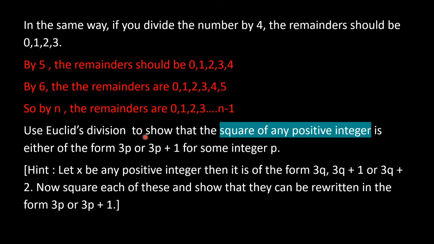Use Euclid's division lemma to show that the square of any positive integer is either of the form 3p or 3p plus 1 for some integer p. They have given the hint that if x is any positive integer, then it is of the form 3q, 3q plus 1 or 3q plus 2. Now square these 3q, 3q plus 1 and 3q plus 2 and show that they can be written in the form 3p or 3p plus 1. Now we are going to prove that. This is the hint they have given, right?